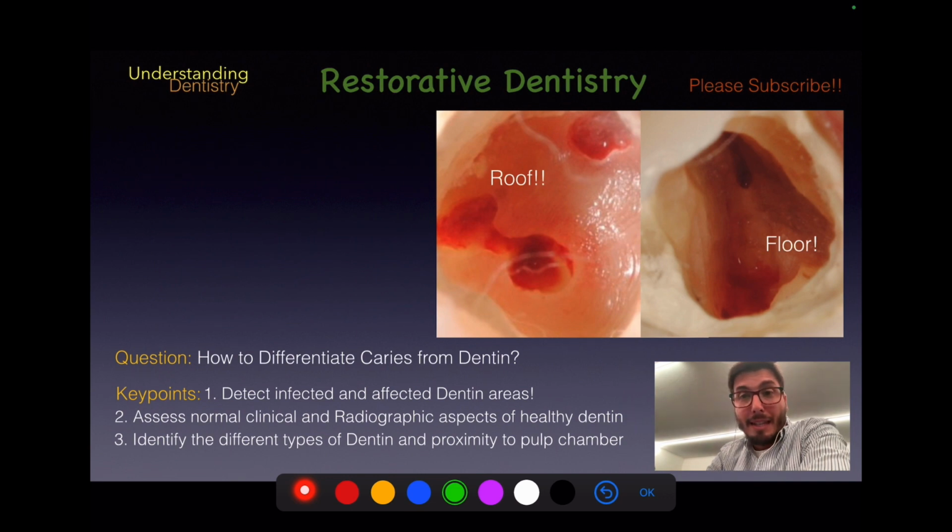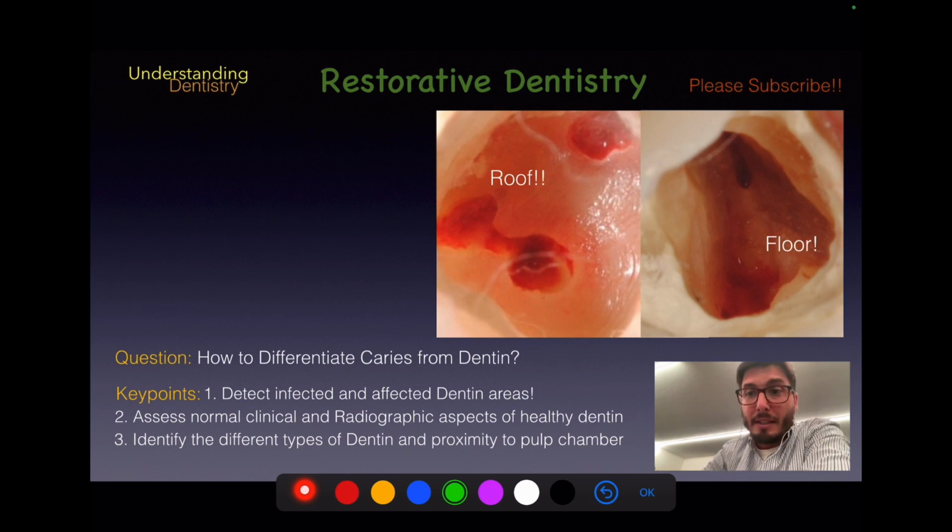And then the third key point that I would like to talk to you guys about is to identify the different types of dentin and, of course, the proximity to the pulp chamber, okay? Take a look. As I said when I was talking about the first case, on the picture on the left side, close to the center of the screen, you guys are seeing that the roof of the pulp chamber is still there, right? While only on the picture on the right side of the screen, the roof was completely removed, and now you guys are able to see the floor of the pulp chamber, right? Which we should expose nicely when we are doing our root canal treatments, but that's a topic for another video, okay?